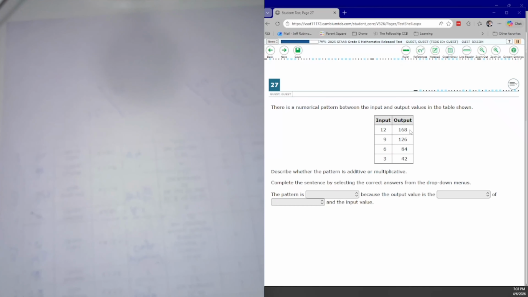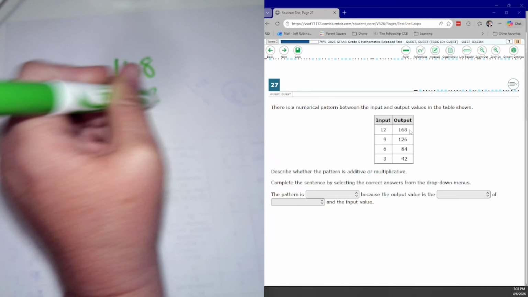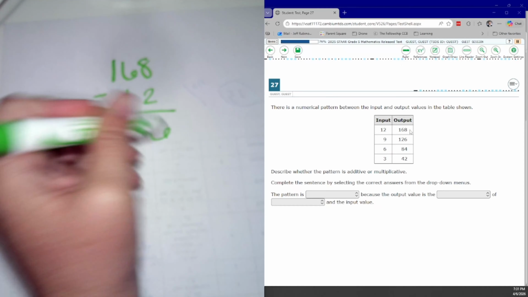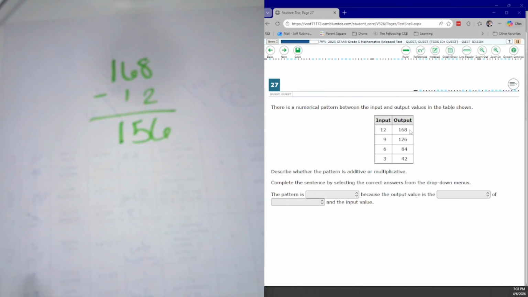Okay? So I'm going to take my 168 and I'm going to minus 12 to just see what I would add. 8 minus 2 is 6. 6 minus 1 is 5. 1 minus 0 is 1. So 12 plus 156 is going to give me this. So I automatically know it cannot be additive because 9 plus 156 is going to be way more than 126. So my first answer is, I know it's multiplicative.